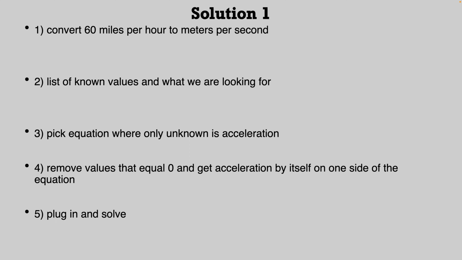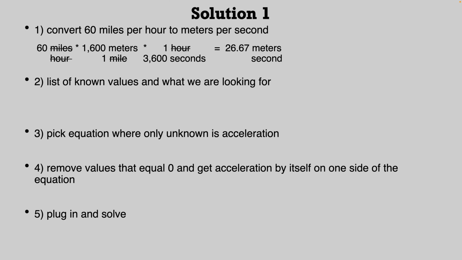So starting out with our first solution, the first thing you're going to want to do in this particular problem is to convert that 60 miles per hour to meters per second. To do that, we write it out like this. First, we're going to cancel out the mile. There's about 1,600 meters in a mile, so put the 1,600 meters on top and the mile on bottom, and that'll cancel out the mile. So now we have meters per hour.